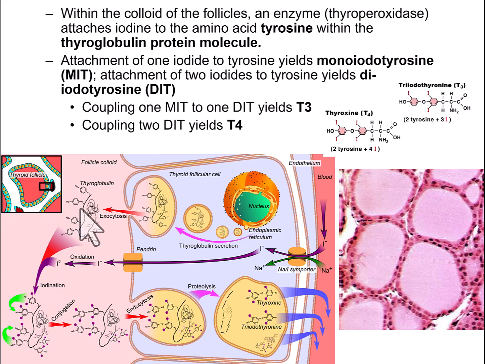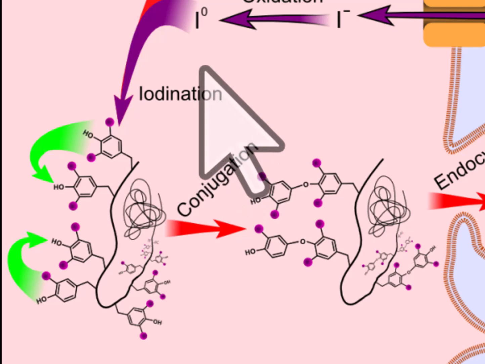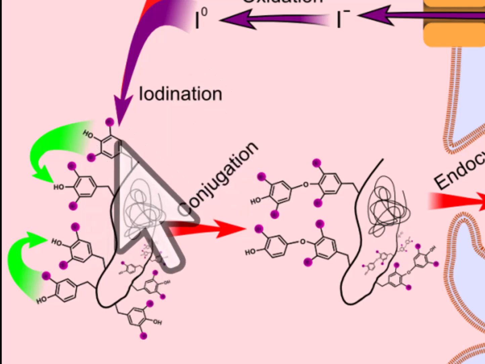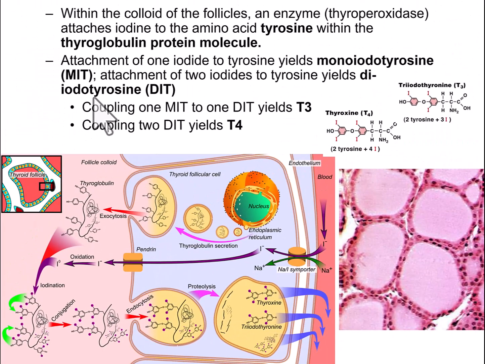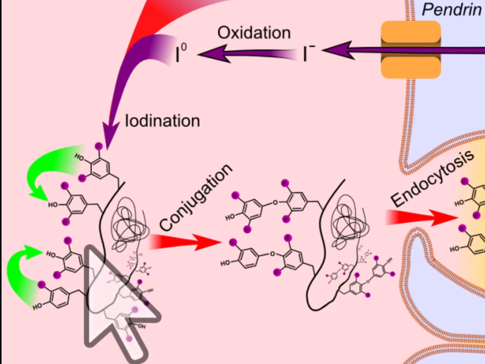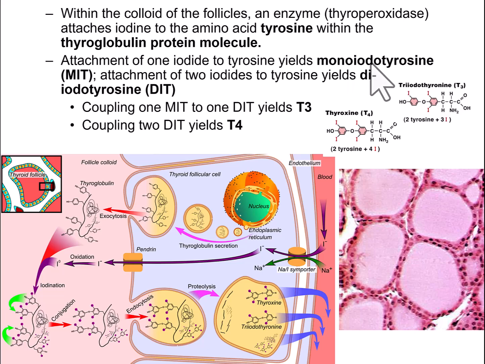Here are your follicular cells, exocytosing thyroglobulin with lots of tyrosine attached into the colloid. Now, what happens in the colloid? In the colloid, you have an enzyme called thyroperoxidase, and what it does is it attaches iodine to the amino acid tyrosine within that thyroglobulin protein. Well, if it attaches 2 iodines to a tyrosine, we call it a DIT, or diiodotyrosine. And if it attaches 1 iodine to a tyrosine, we call it a MIT, or monoiodotyrosine, because it only has 1 iodide attached.